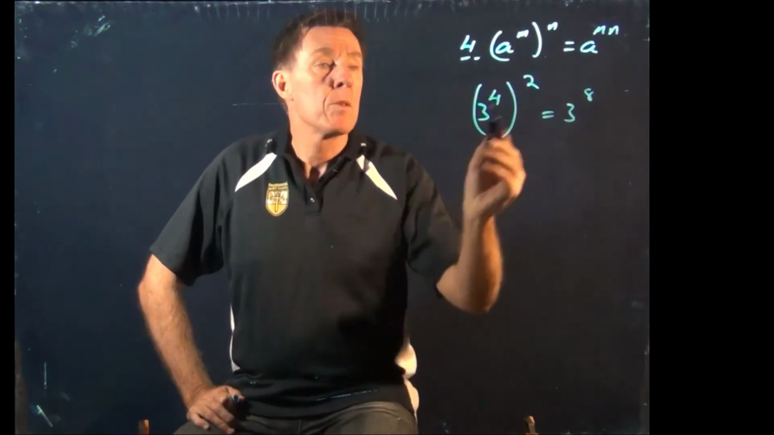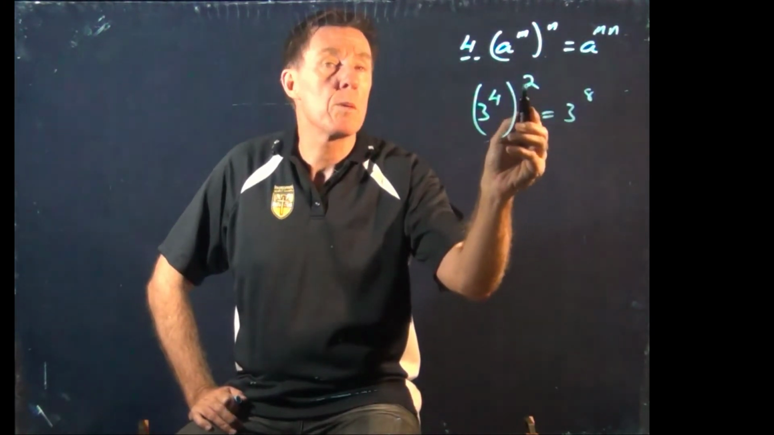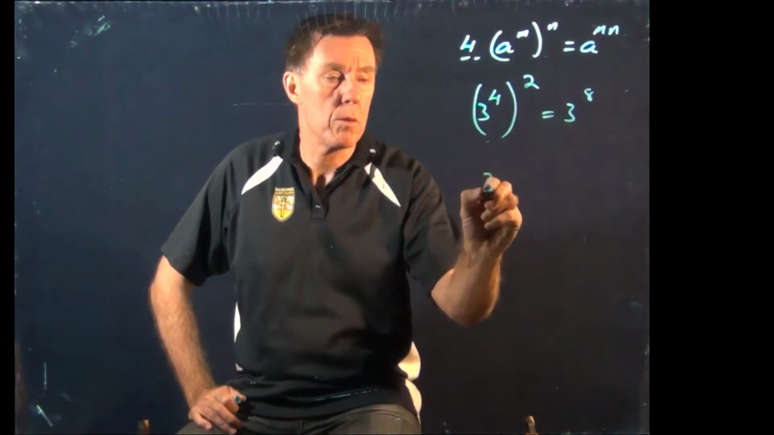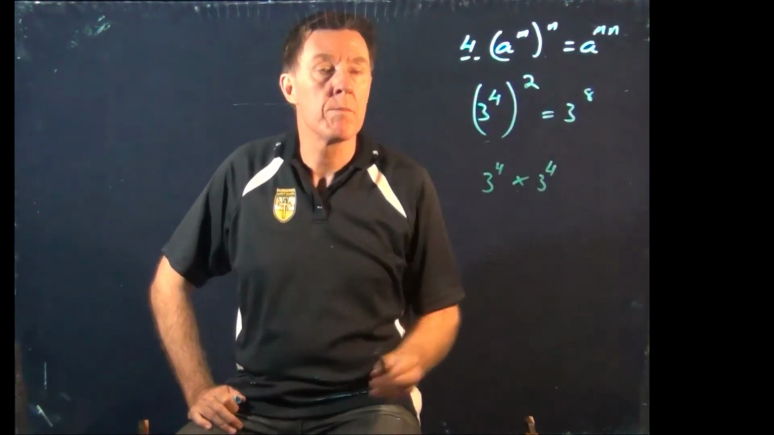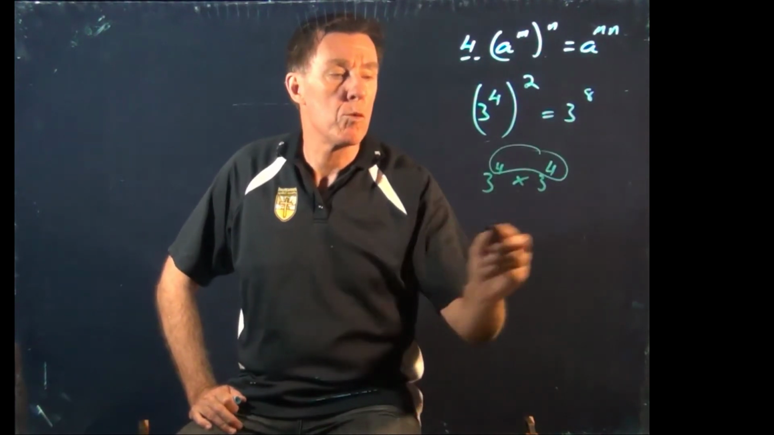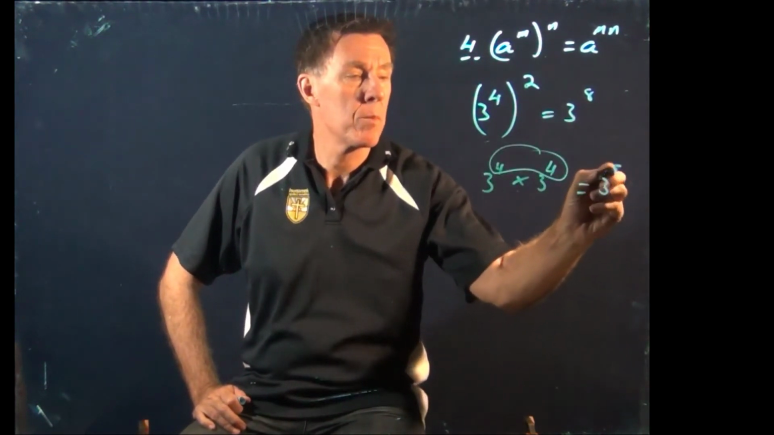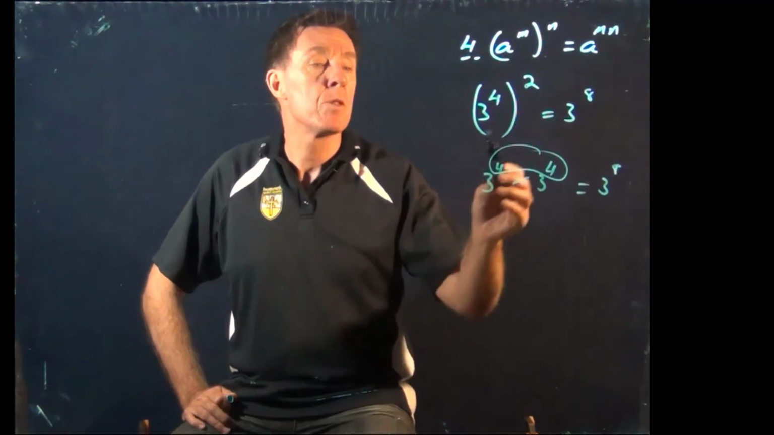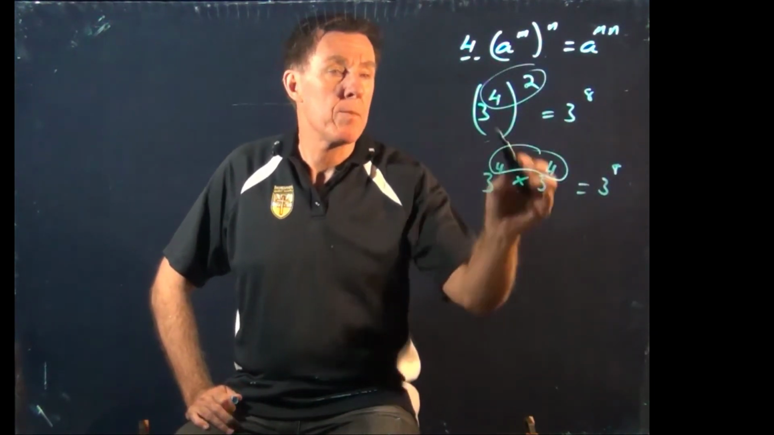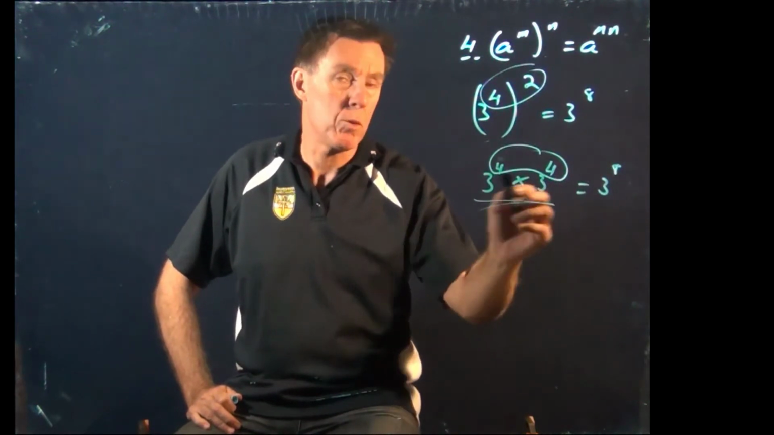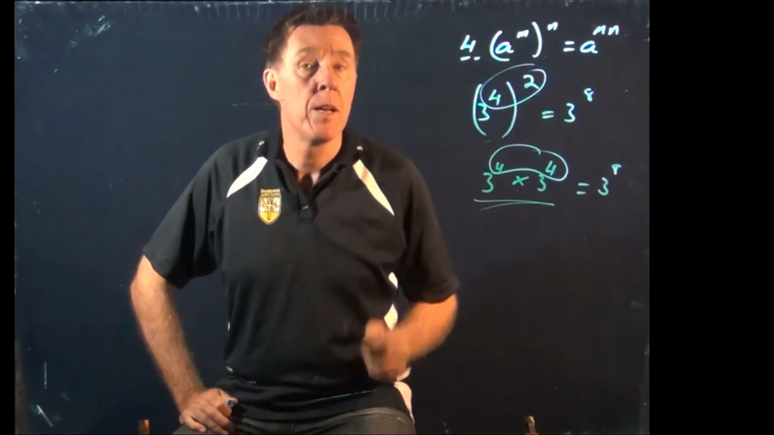Why does that work? Because when you're squaring something, you're timing it by itself. So what is that something? Well, it's 3 to the power 4 being squared. So according to rule 1, 4 plus 4 is 8. 8 is the answer. So in this particular format, you times them together to get the 8, or if you expanded it to that format, you'd add the 4's together to get 8. So that's rule number 4.